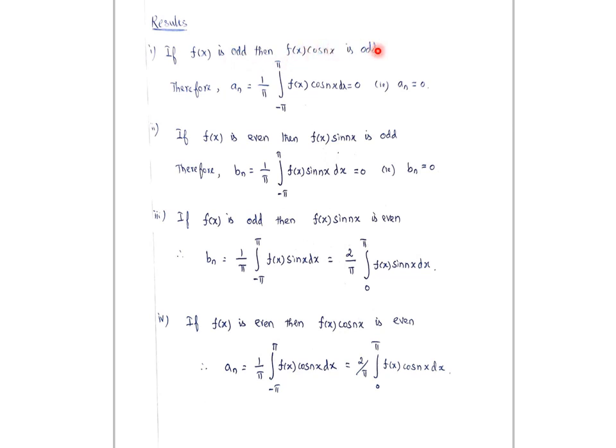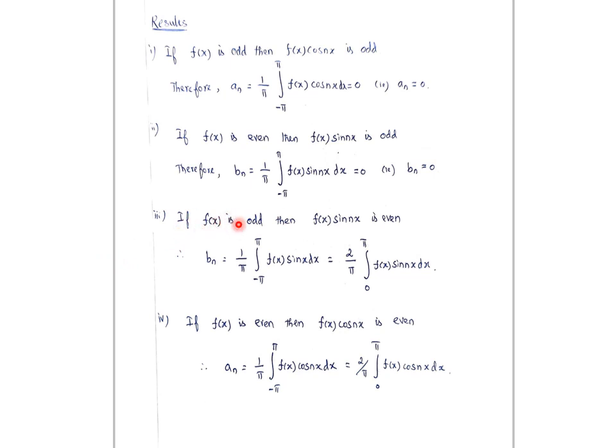cos nx is an odd function. Already cos nx is an even function. If f of x is an even function, then f of x sin nx is an odd function. So, in both cases, if f of x is odd, then an will become 0. If f of x is an even function, then bn is equal to 0. We can remember these two results.